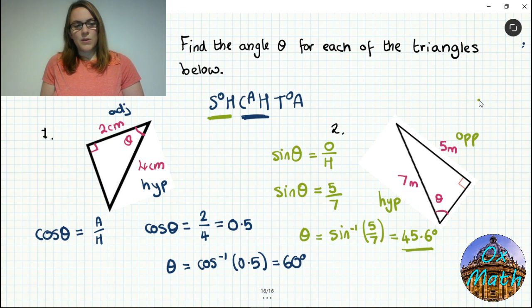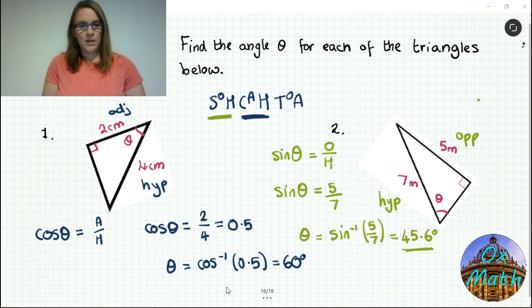A key mistake that people make is when they want to get rid of a sin or a cos or a tan, they try and divide by it, but remember it has to be sin angle, cos angle or tan angle. You can't have a sin, cos or tan on its own, so to get rid of it we do the inverse function, which is written like this with a minus 1. That doesn't mean to the power minus 1, that means the inverse cos function.